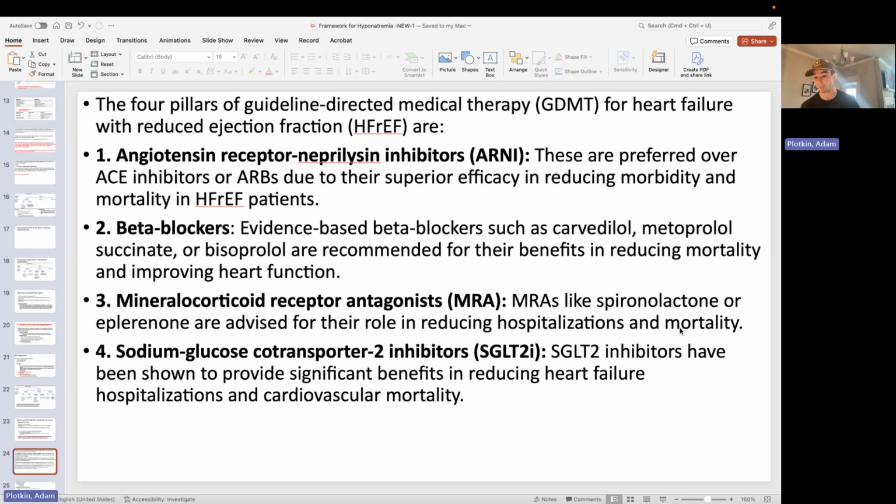Our second pillar are beta blockers. So there's 3 very specific ones. There's carvedilol, metoprolol succinate because it sucks to have heart failure, and bisoprolol.